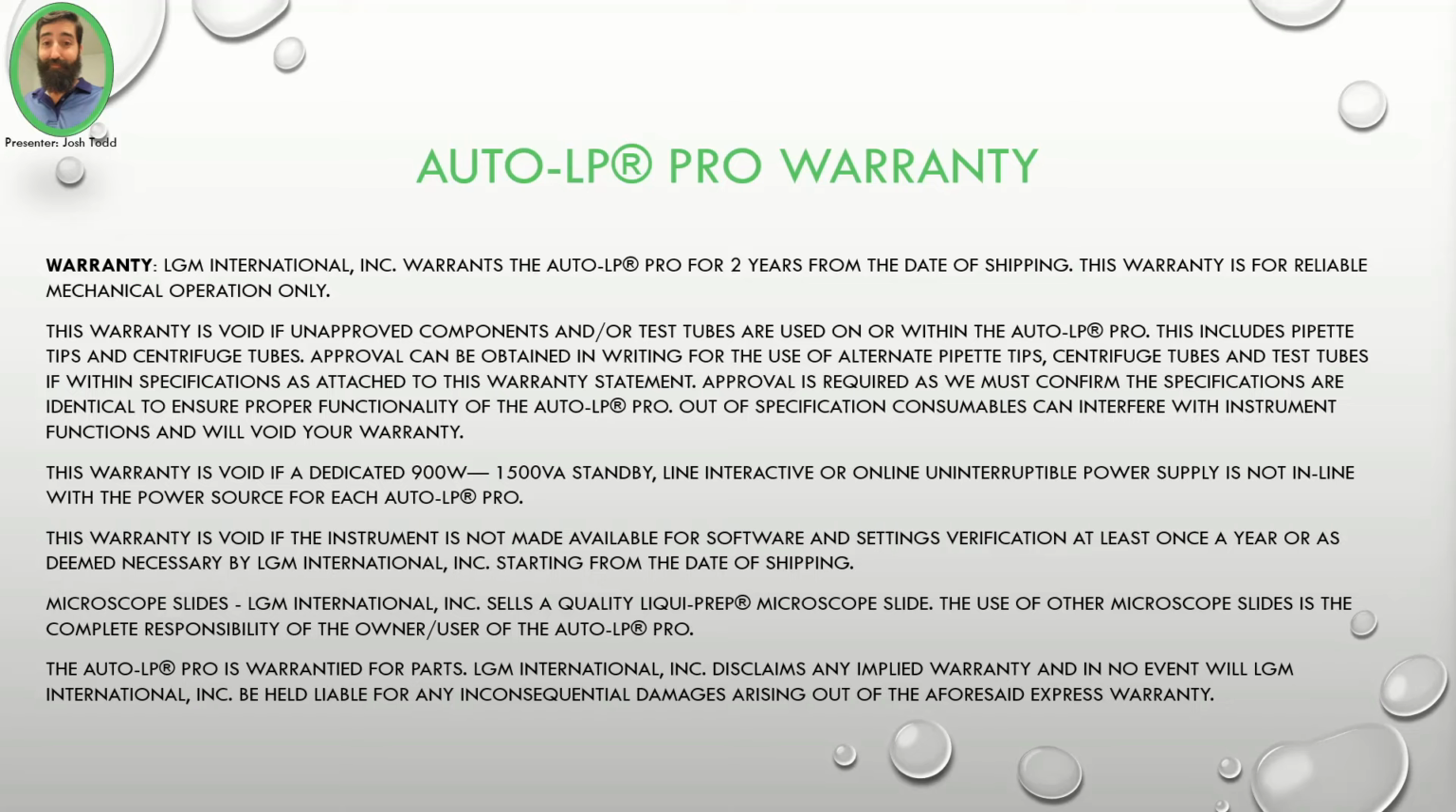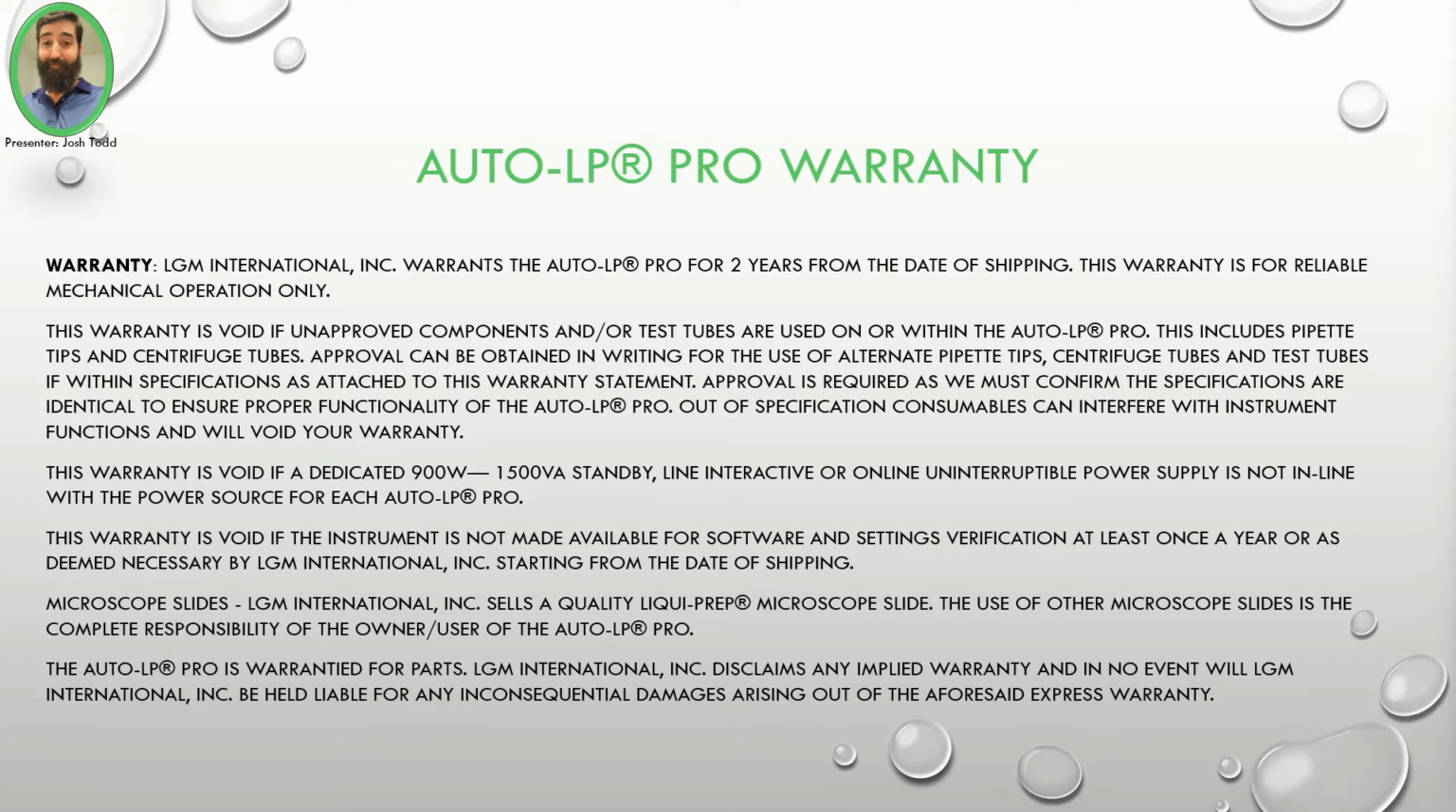Approval can be obtained in writing for the use of alternative pipette tips, centrifuge tubes, and test tubes if within specifications as attached to this warranty statement. Approval is required as we must confirm the specifications are identical to ensure proper functionality of the AutoLP Pro. Out of specification consumables can interfere with the instrument's functions and will void your warranty.